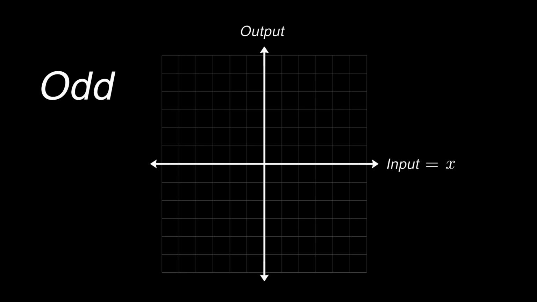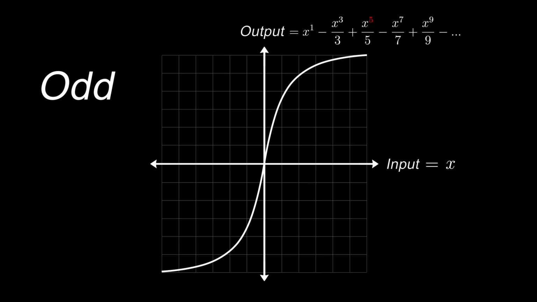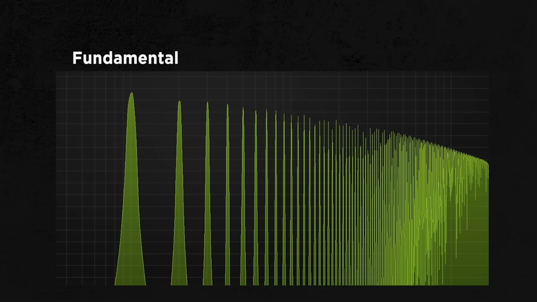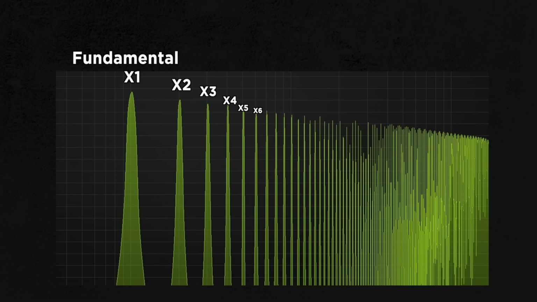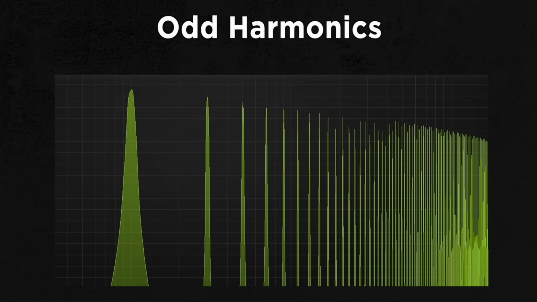Now, the classic saturation curve most people are used to looks something like this. So if we send a sine wave through it, the added harmonics will all be odd, and there will be infinitely many of them. Remember what harmonics are. They're whole number multiples of the fundamental frequency. So the odd harmonics would be 1, which is the fundamental, 3, 5, 7, 9, and so on.